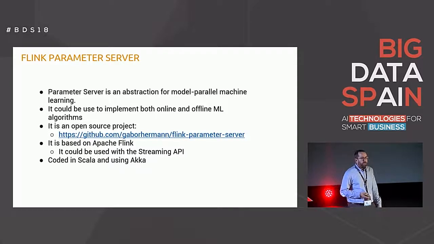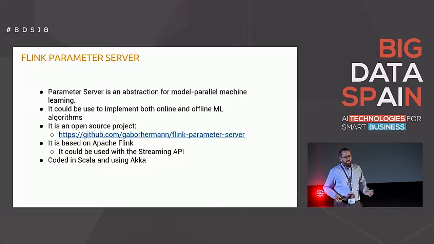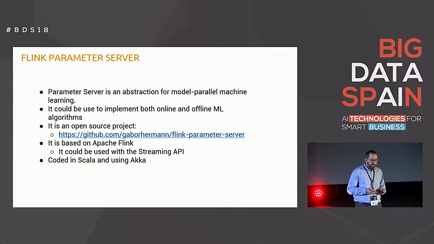We solve this problem with an open source project called Flink Parameter Server. Flink Parameter Server is an abstraction for the model-parallel machine learning model, and it could be integrated in a Flink job. This is a solution that we can integrate in the Flink streaming API. How does Flink Parameter Server work?